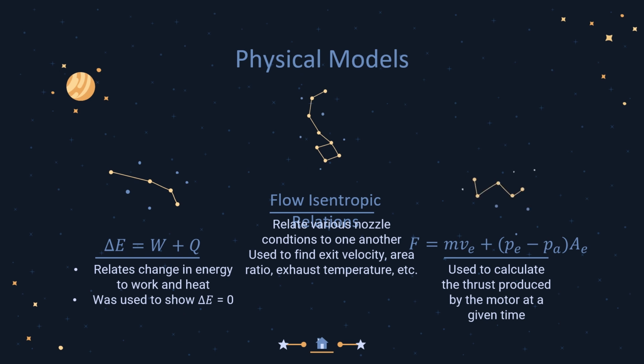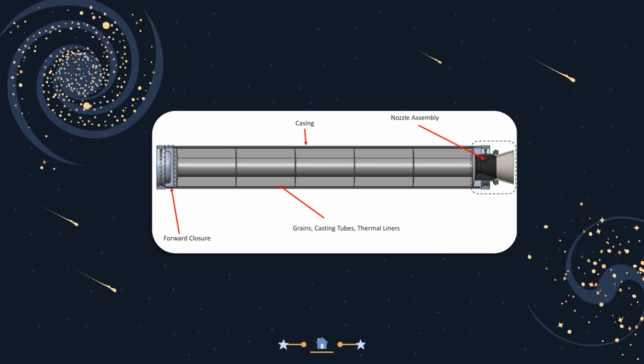The physical principles used in this lab were the energy principle, the flow isentropic relations, and the thrust equations. The energy principle relates change in energy to work and heat. It was used to show that delta E equals 0 in the system. The flow isentropic relations were used to relate various nozzle conditions to one another and used to find exit velocity, area ratios, exhaust temperature, and more. The thrust equations were used to calculate the thrust produced by the motor at a given time.